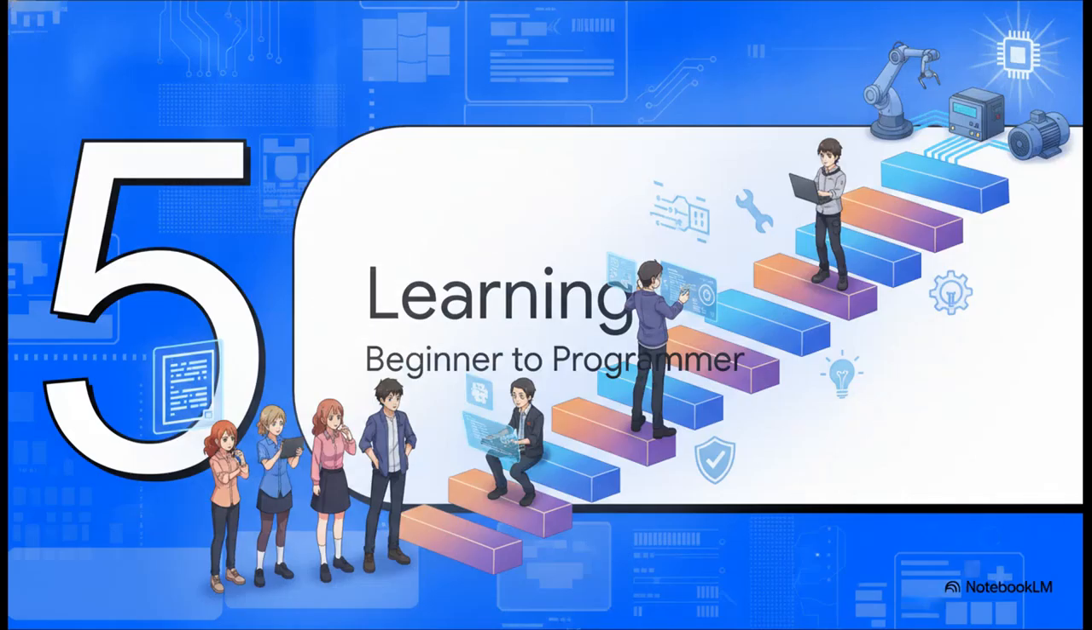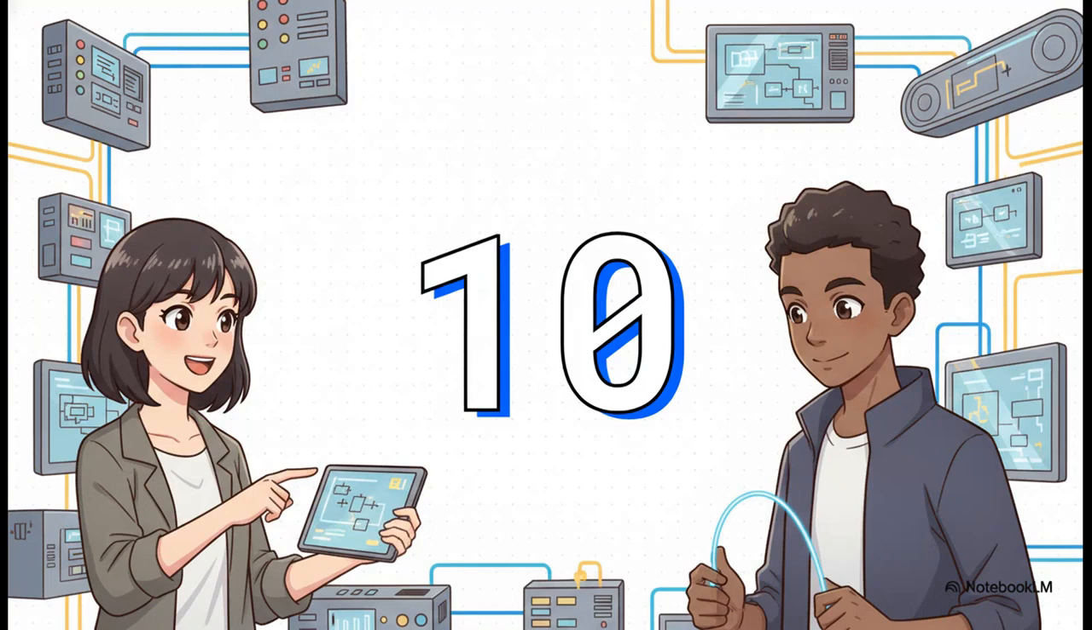Which brings us to our final section, Section 5, your automation learning path. Going from a complete beginner to a capable programmer. Making that transition from reading a cold, dense manual to actually writing safe, executable code requires a guided journey. And incredibly, that journey takes just 10 hours.